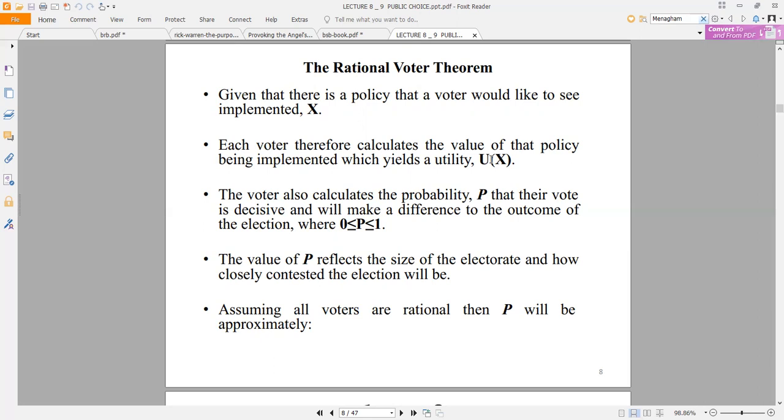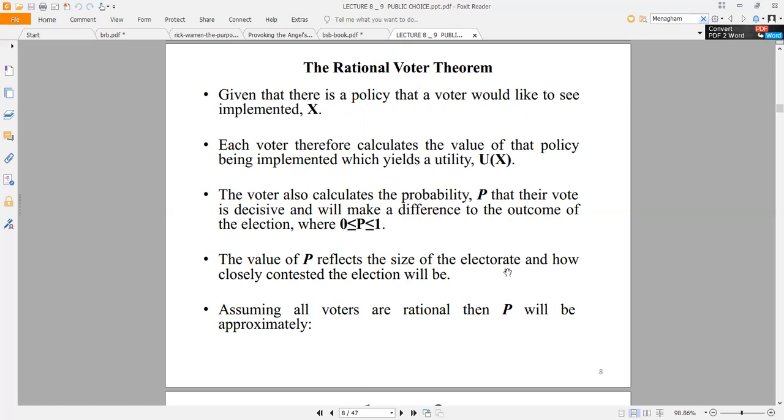Now after you have calculated the utility that you get from that particular policy, you also need to calculate the probability, which we represent by P, that your vote will actually be decisive. Being decisive means that it will make a difference in the outcome of the election. You are engaging in a voting process.